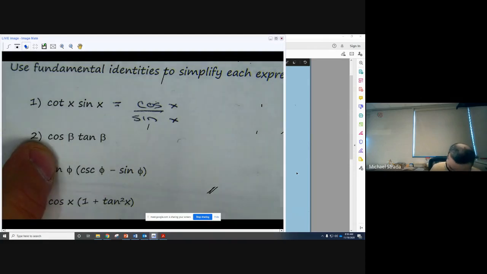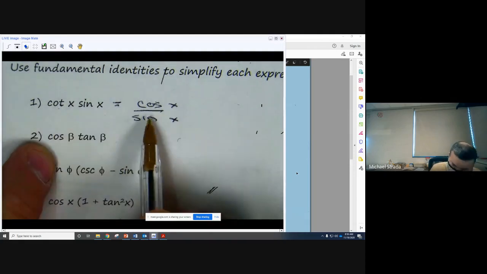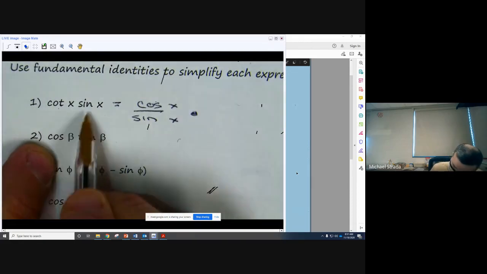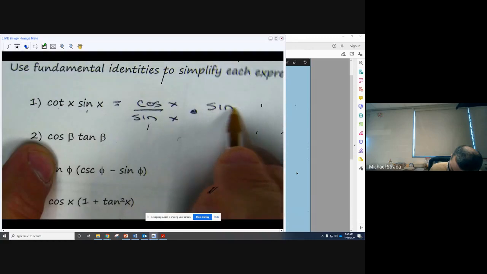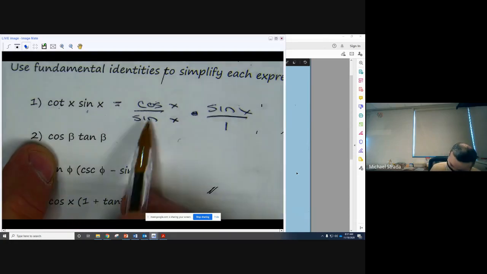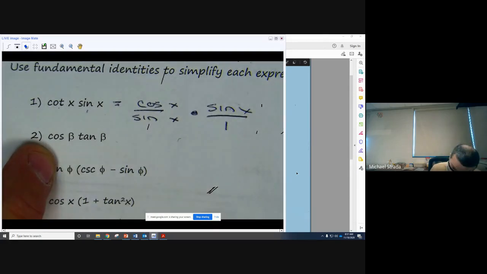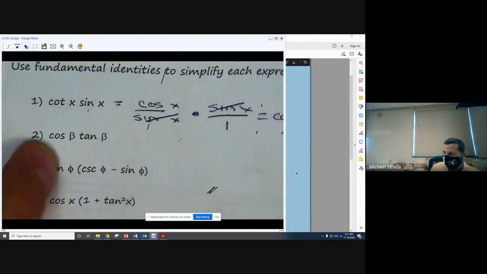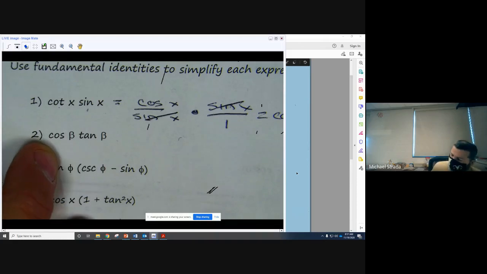Cotangent is cosine over sine. So is everybody good with the idea that cotangent x is cosine x over sine x? Good with that. Times, what's it be multiplied by? Sine x. Now it's your choice. You can write it over 1 or you can leave it alone. It depends upon how you see things. Now what do the sine x's do to each other? And what are you left with? An x. That's it. Now, my suggestion to you, if you want, and you're going to struggle with it a little bit, plug in something for x in your calculator and see if it comes out to the same thing.